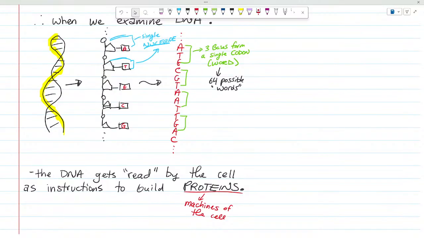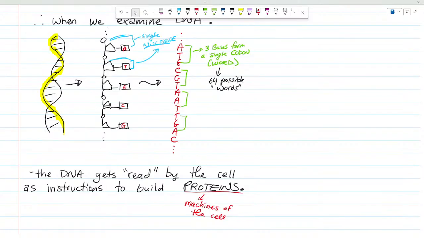The machine that stores that energy in a molecule called ATP, that's a protein. Everything's a protein. Everything in your cells that does something is a protein. That's what cellular machines are made of. And this is the instructions on how to build that protein.